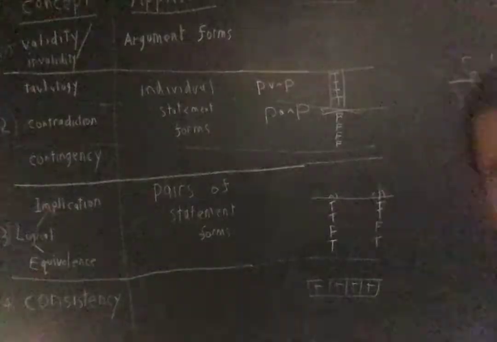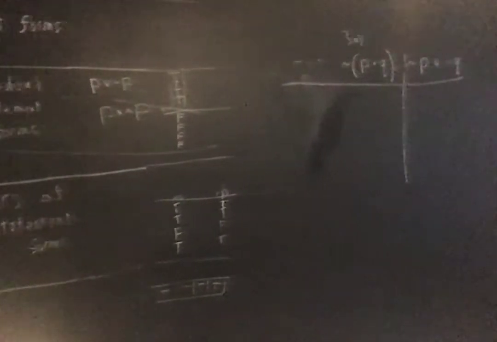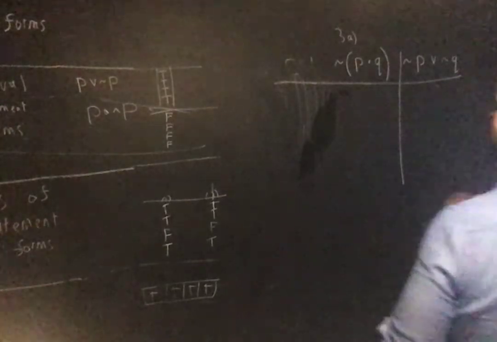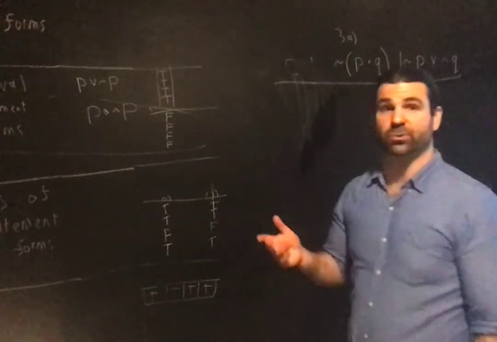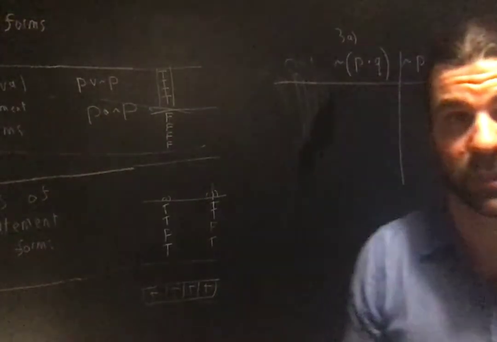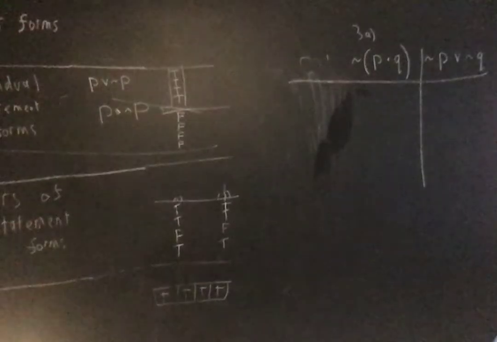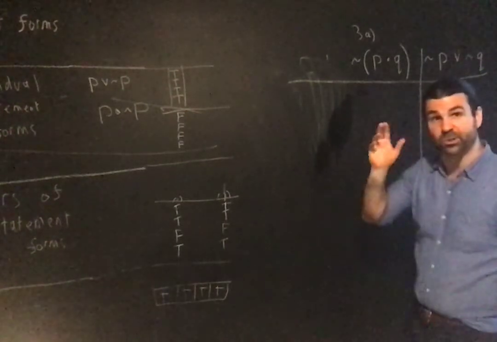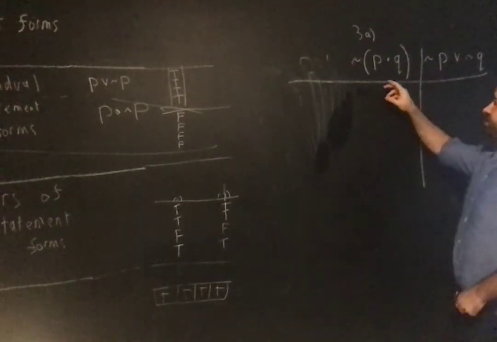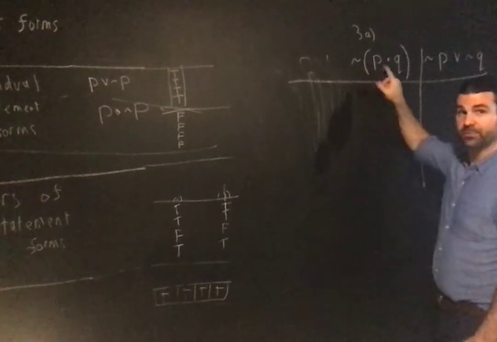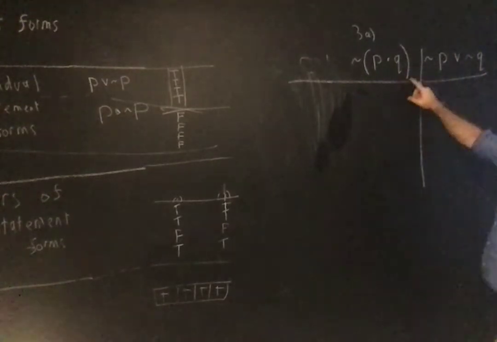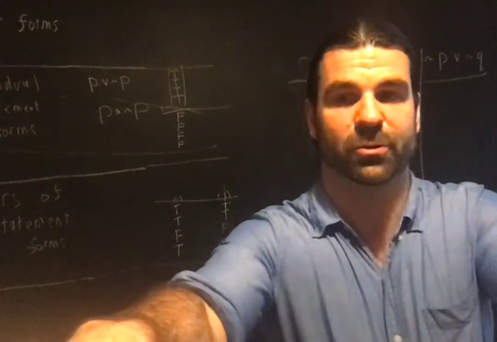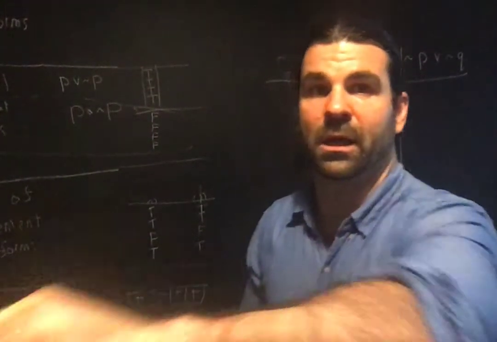So the kind of question you'll get, let's work out this one. This is 3A from the exercises. Test these two statement forms to see if they are or are not logically equivalent. So you write them up. Make sure you can read these, that you can say what these say. This is a negated conjunction. This is not P and Q. It's the negation of a conjunction. So what does it say? It says not both P and Q. And the second one is what?